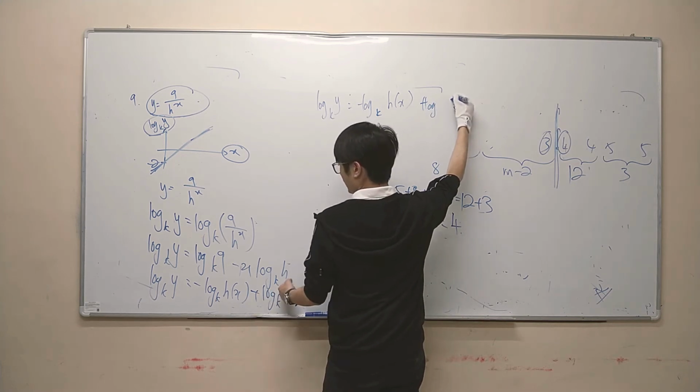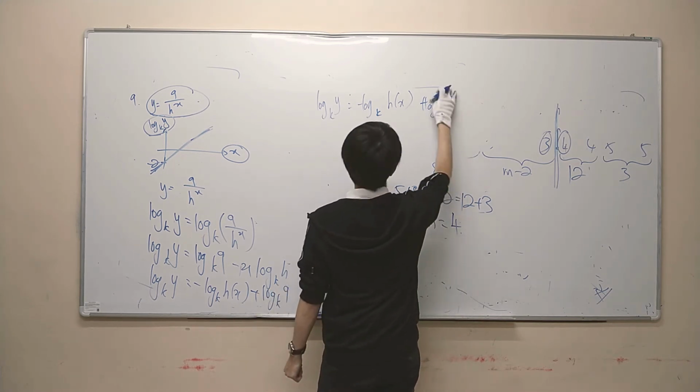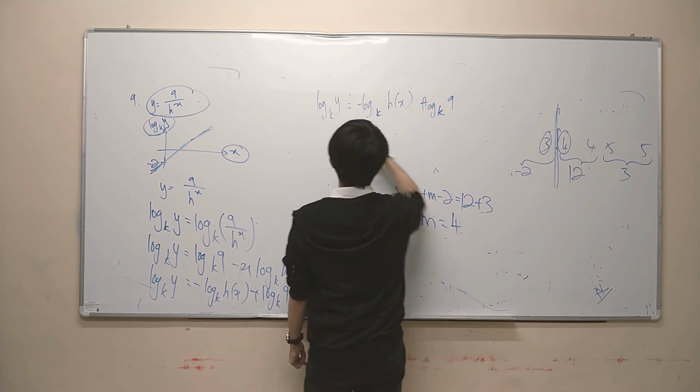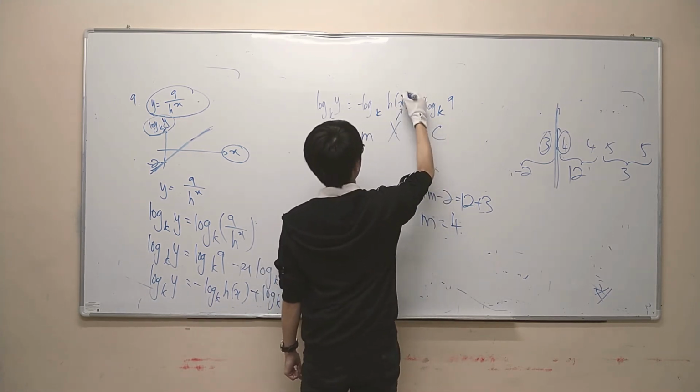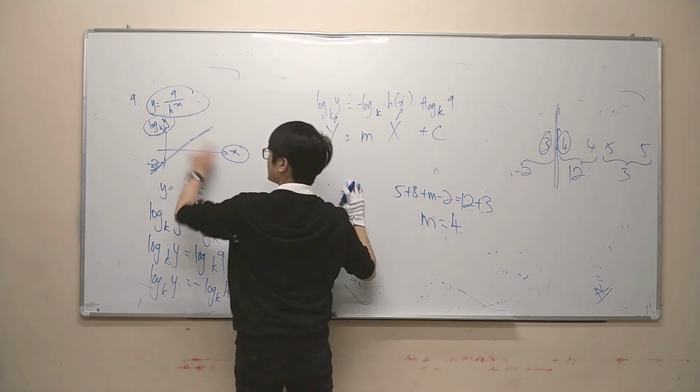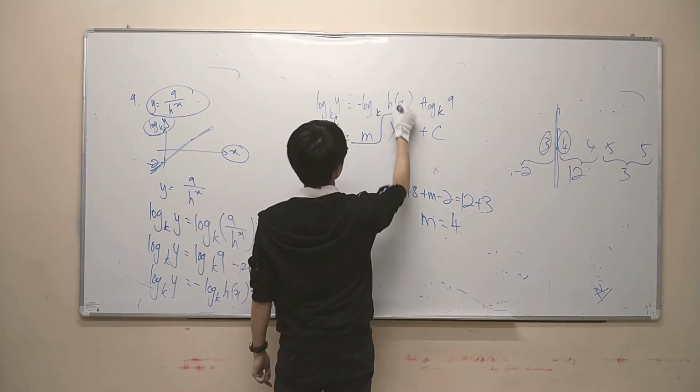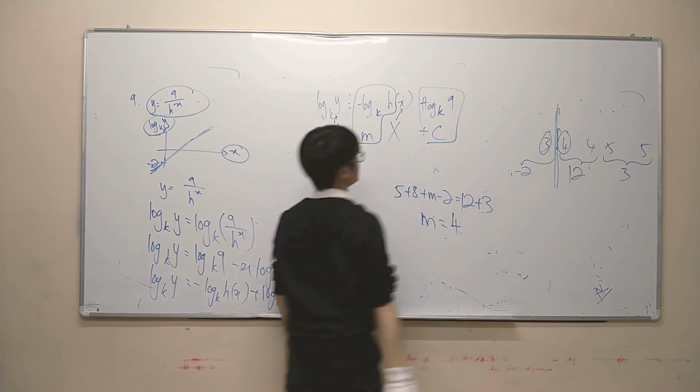This one is 9 or a? This one is 9, right? I think it's 9, right? 9. Okay, and then y equals mx plus c. You see the x-axis is x and then the y-axis is log y. Already the same. Meaning the gradient is this and then the y-intercept is this.